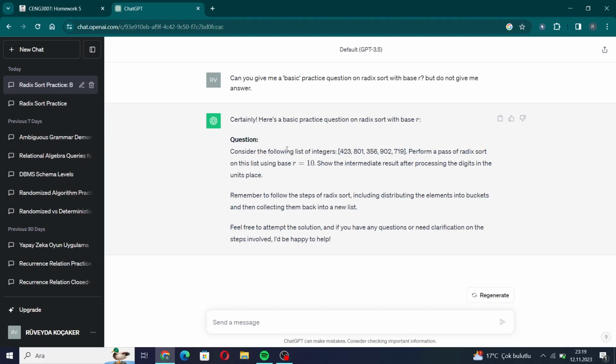Question: consider the following list of integers. This is an array. Perform a pass of Radix sort on this list using base r equal 10. Show the intermediate result after processing the digits in the units place. Remember to follow the steps of Radix sort, including distributing the elements into buckets and then collecting them back into a new list. Feel free to attempt the solution.